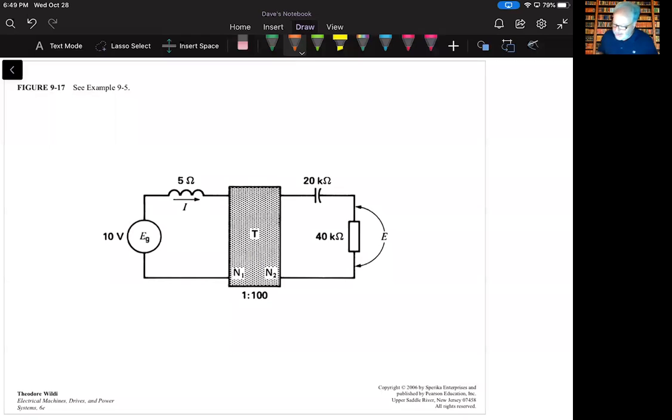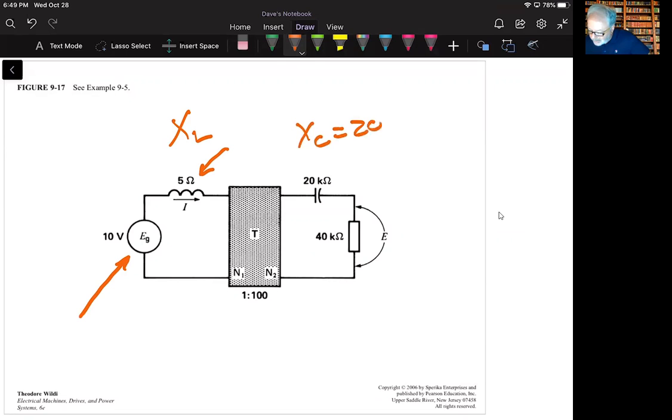All right, so before we begin, let's just get an overview of this thing. I've got this 10-volt source that's a sinusoidal source, and I've got one inductor here, which would have an X of L of 5 ohms. I've got a capacitor over here, which would have an X of C of 20K ohms. And I've got a resistor here that has a resistance value of 40,000 ohms, okay?